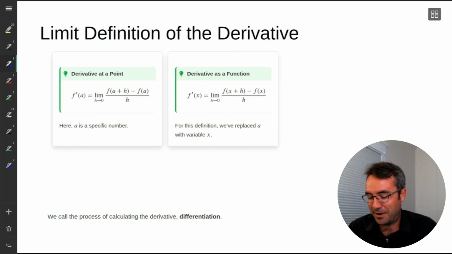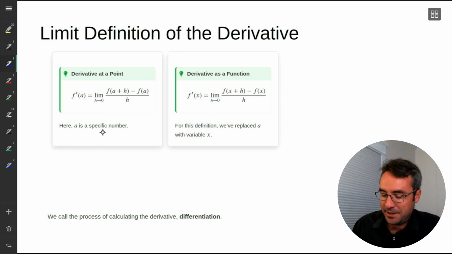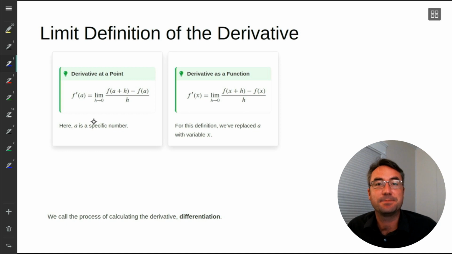And here we go. We have our two slightly different versions for our limit definition of derivative. So let's look at the first one here, the derivative at a point. It says f prime of a is equal to the limit as h goes to 0 of f of a plus h minus f of a all over h. And what we're doing here is a is a specific number. So what this formula is doing is it's calculating the derivative at one specific place, at a.